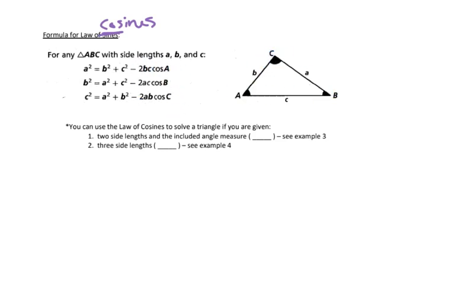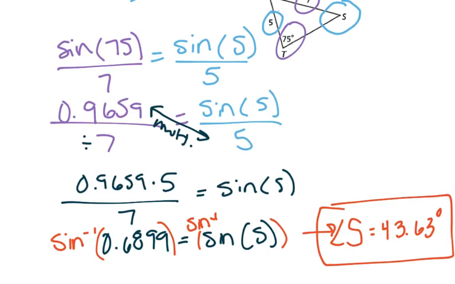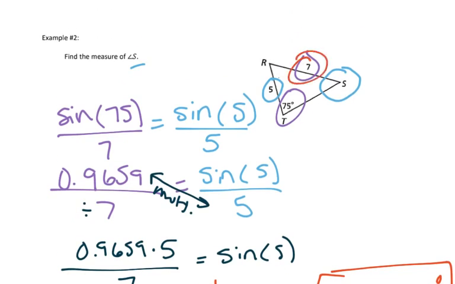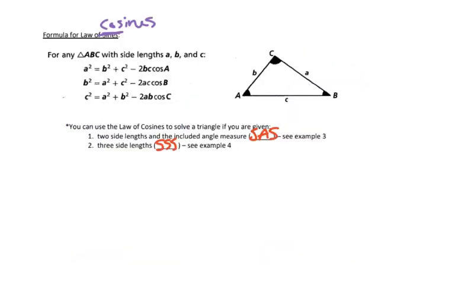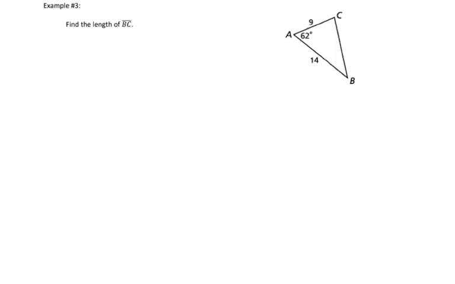So, as before, the reason that we can use this is when we have two side lengths and the included angle measure, which means that we have side angle side. So that'll be in example 3. And then if we have three side lengths. So of course the problem with these is that if we don't have an angle directly across from a side, we can't use the law of sines. So we have to switch to cosines. So here's our law of cosines.